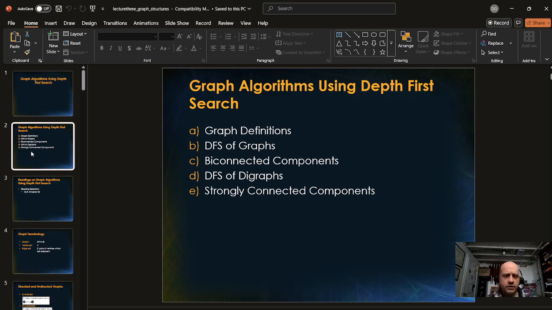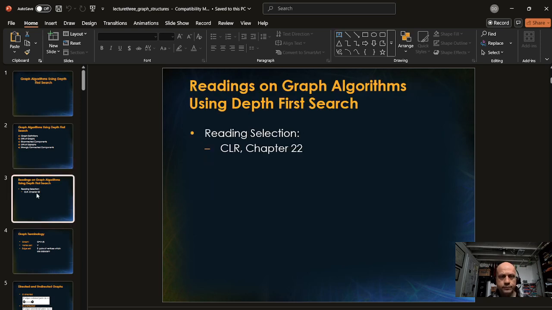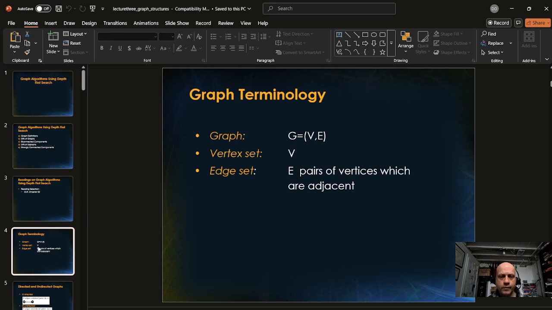Once again, we're going to have a slight review of the graph definitions. We're going to look at depth first search of graphs. We'll look at biconnected components, depth first search of digraphs, and then strongly connected components. Terminology you should be familiar with.